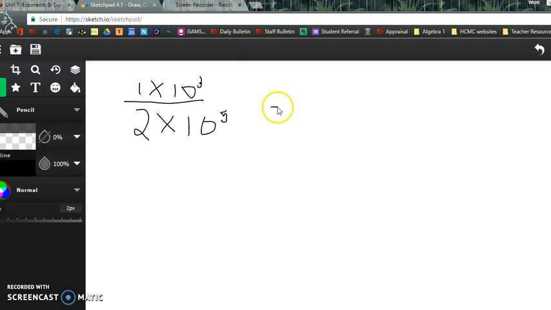So for this particular example, I would need to divide the numbers or the factors, the 1 over 2, which is just 0.5. Now, I've learned in my math class that when I have the same base with different exponents, I can actually use the quotient rule to subtract. So 3 minus 5 is actually 10 to the minus 2.